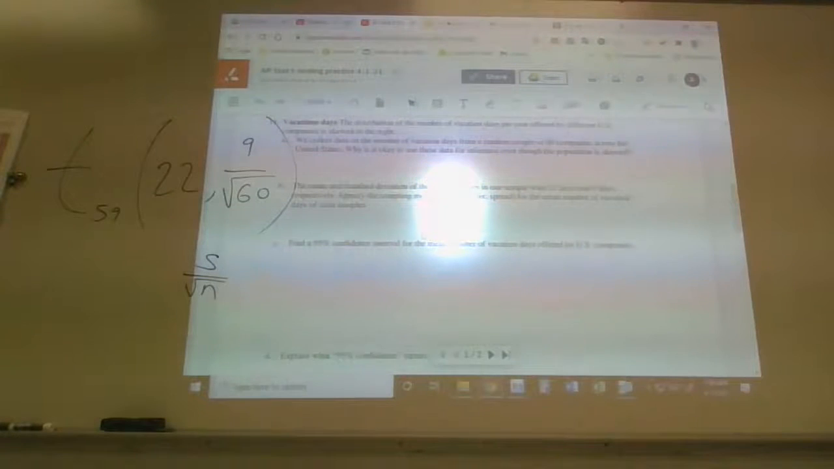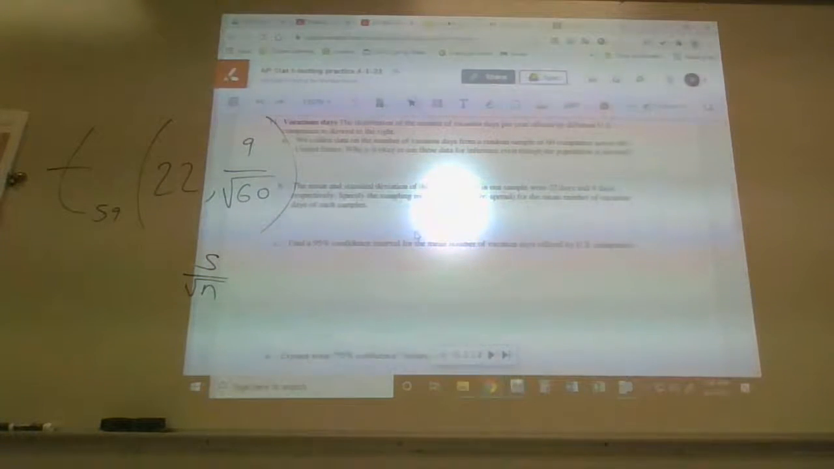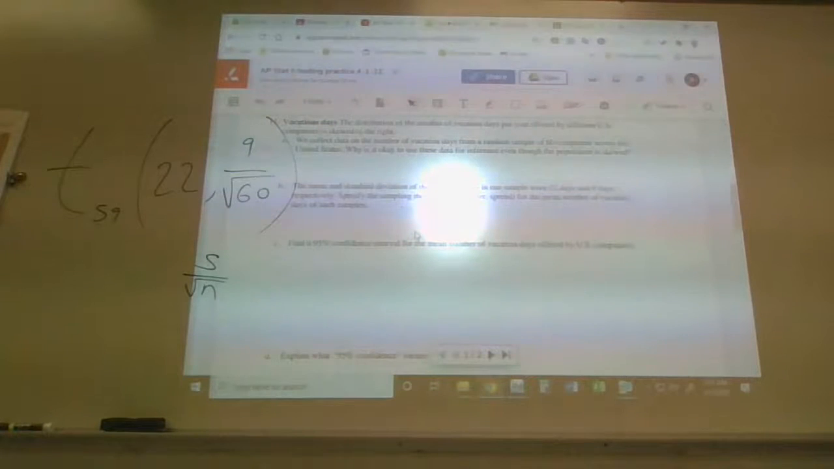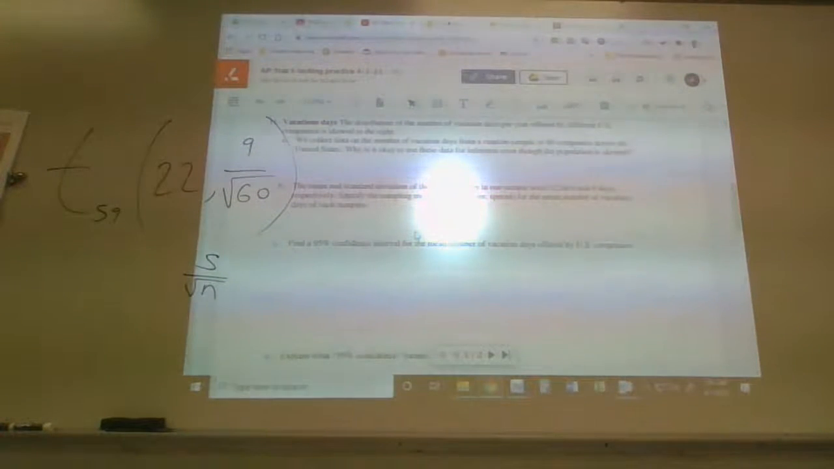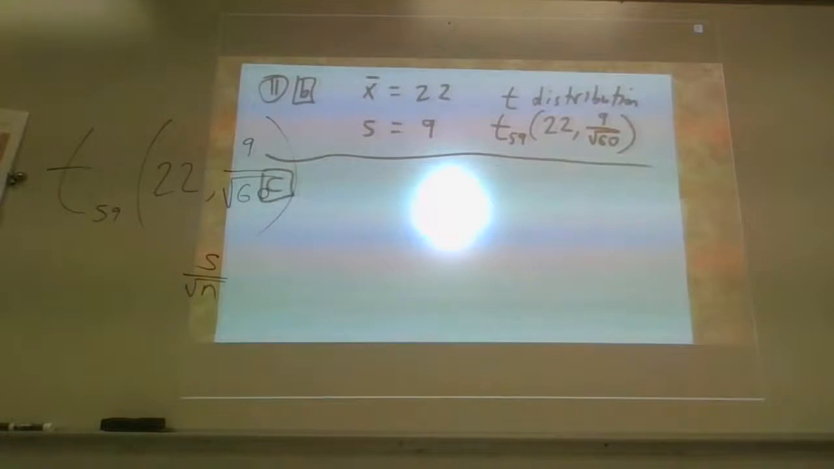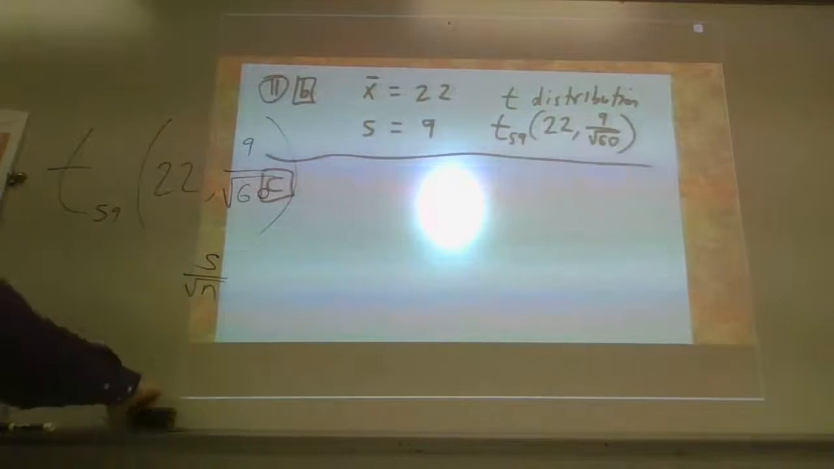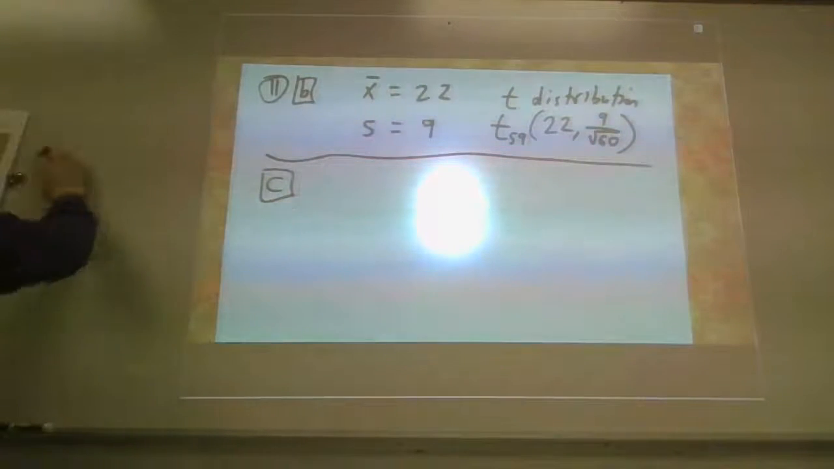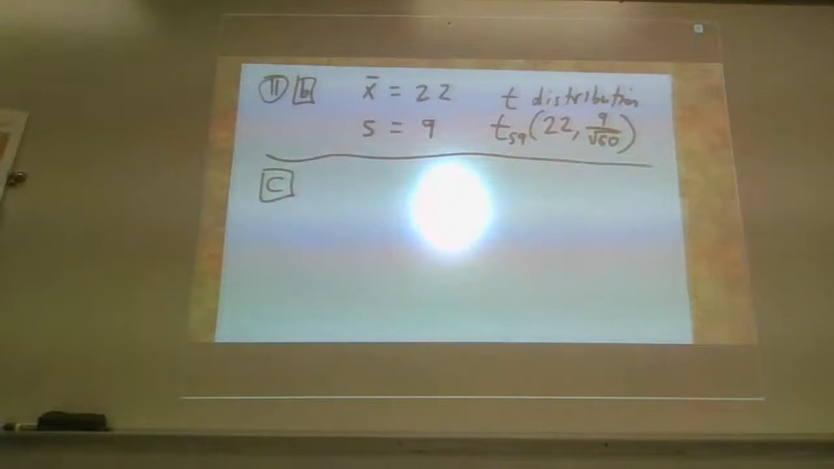Part C says to find a 95% confidence interval for the mean number of vacation days offered by U.S. companies. Well, first, I got to hit my assumptions and conditions. One of the things that we keep failing to realize is that if we want to use a certain type of distribution, whether it be a normal distribution or a T distribution, you need to hit your assumptions and conditions. If you don't, then you have not justified your use of that particular distribution.